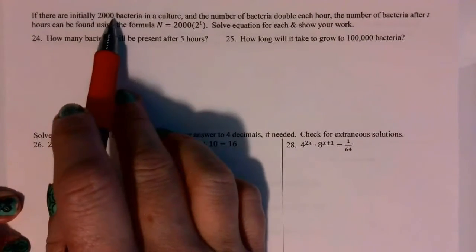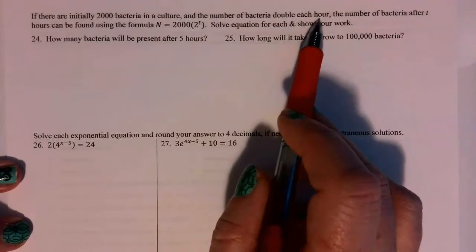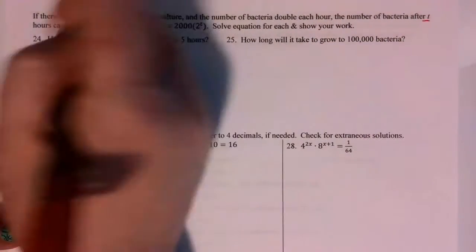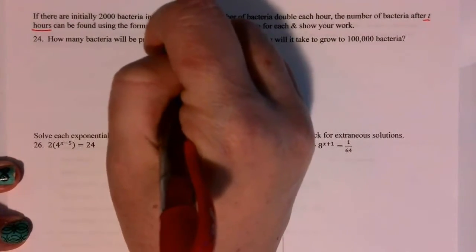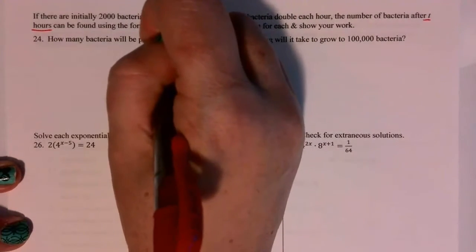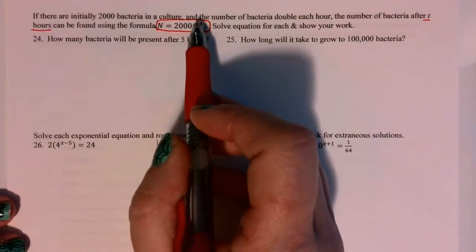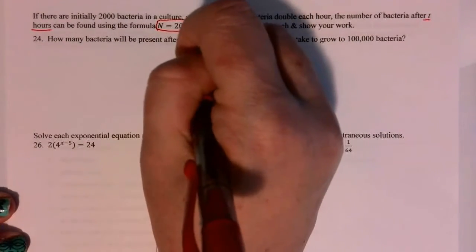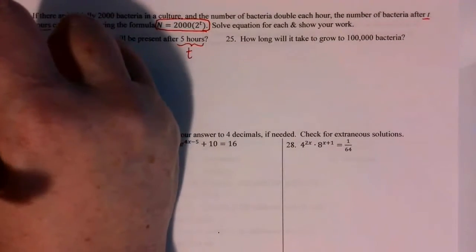If there are initially 2,000 bacteria in a culture and the number of bacteria doubles each hour, the number of bacteria after T hours, so T is the number of hours, can be found using the formula N equals 2,000 times 2 to the T power. So this will be our formula where T is the number of hours. So how many bacteria will be present after 5 hours?